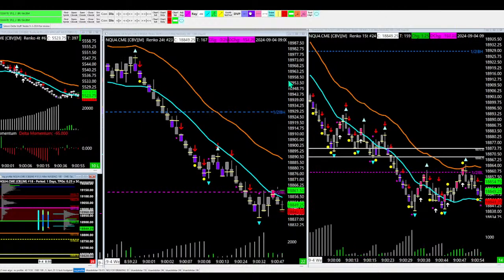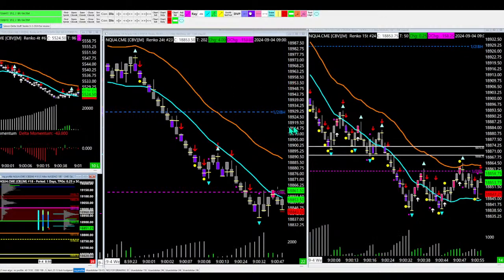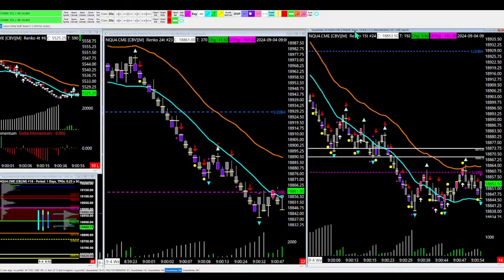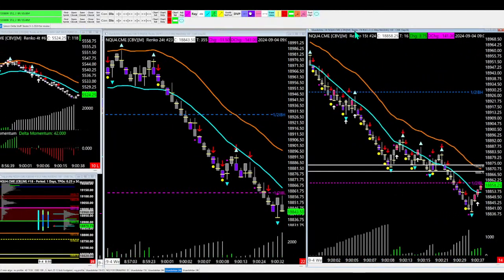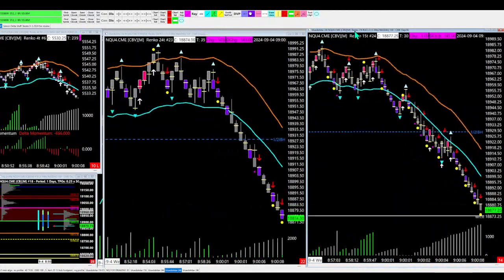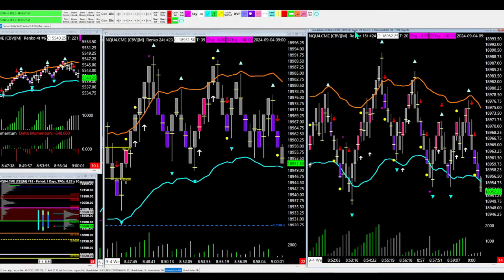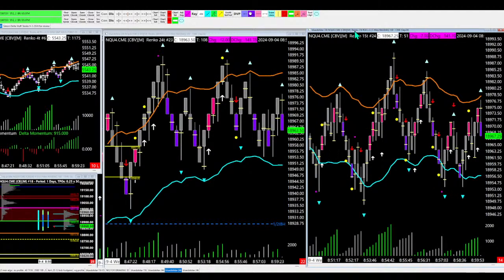So if you wanted that short, right? If you wanted that short, you had to take the risk of the econ. Oh, that's jacked up. Oh no, it's right here. There you go. There.